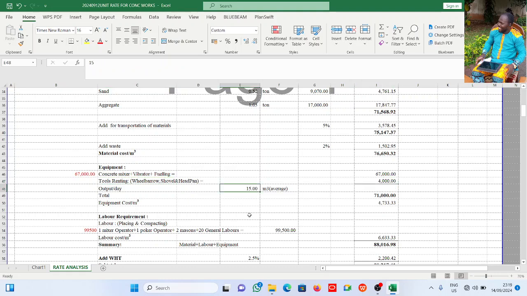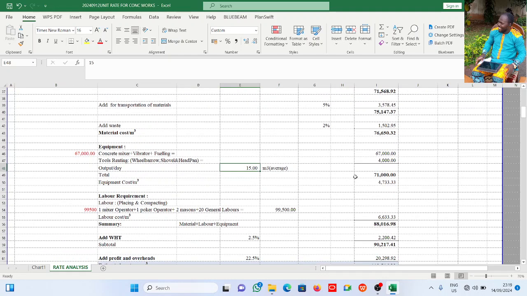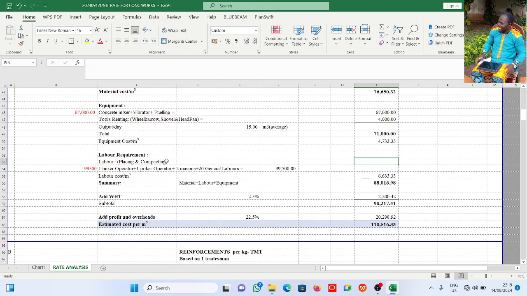Now output per day is 15 cubic meters. An average of 15 cubic meters if you are using a concrete mixer. So this is it here. So now for 1 cubic meter, divided by 15. All right, so that is the equipment.